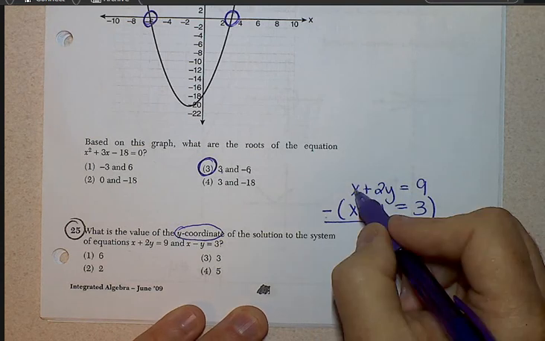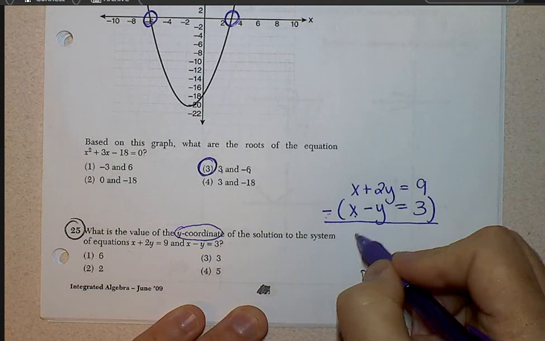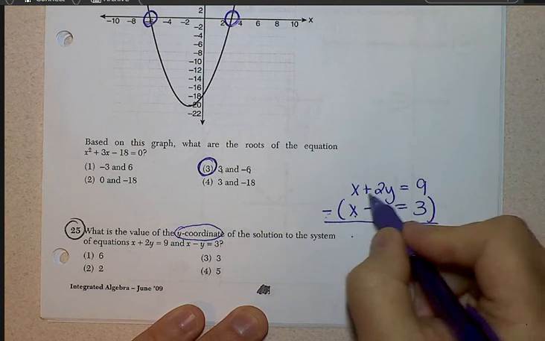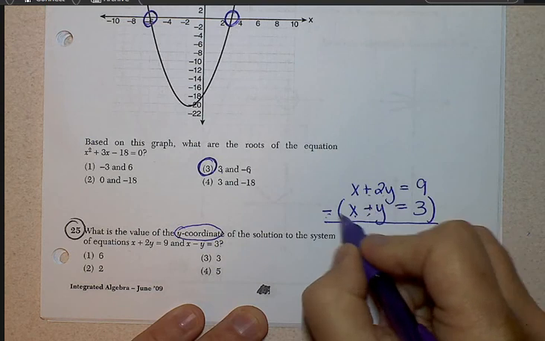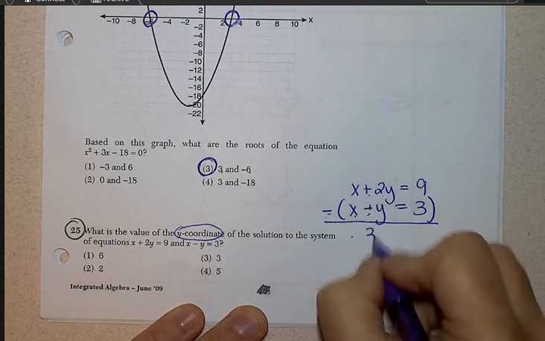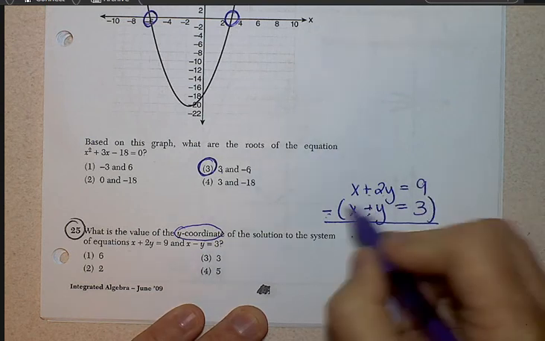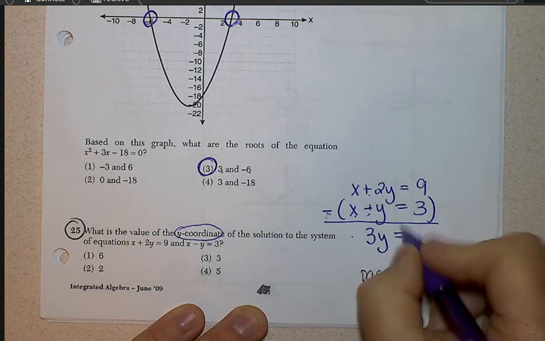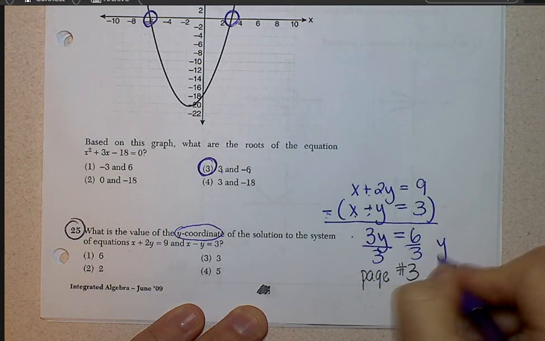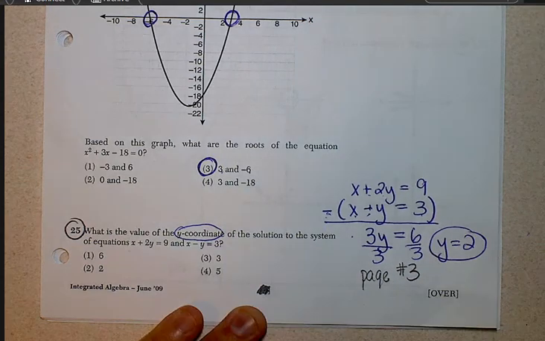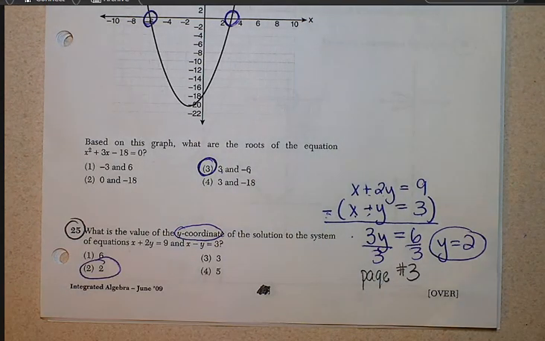So here we go. x minus x, 0. 2y minus a minus y, well, that becomes a plus y. So we get 3y equals 9 minus 3, 6. Divide by 3, divide by 3. y is equal to 2, and we're done. Choice 2 again. We're getting a lot of choice 2s. All right, I said that was it, but we'll go 2 more.